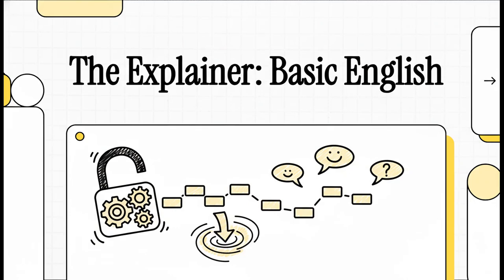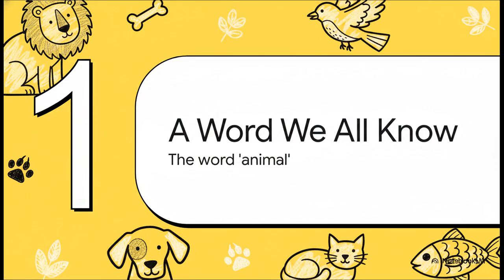So, we're going to take one of the most common words in English and use it as a key that unlocks a hidden system, one that was designed to make communication simpler for absolutely everyone. Let's see how deep this rabbit hole goes. Okay, so we're starting with a word that's so fundamental you probably learned it when you were a little kid. Animal. It seems totally straightforward, right?